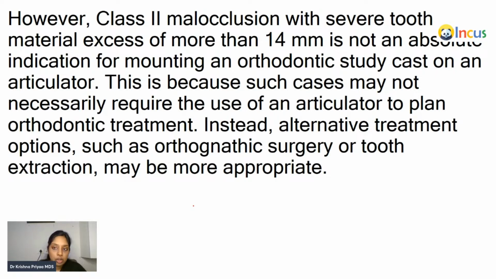But in the case of class 2 malocclusion with severe tooth material excess of more than 14 mm, it is not an absolute indication to mount on an articulator, because we may not necessarily use an articulator to plan the orthodontic treatment. Instead, alternative treatment options such as orthognathic surgery or tooth extraction may be more appropriate in this scenario. When the condition is surgery, it is an absolute indication. But when we have not decided on how we are going to proceed with the treatment, then it is not an absolute indication, and thereby we are choosing this answer.